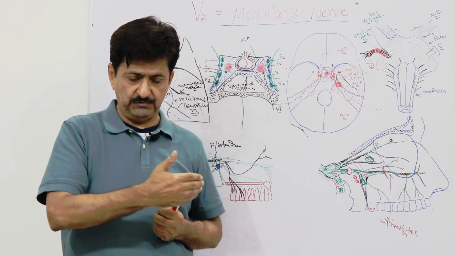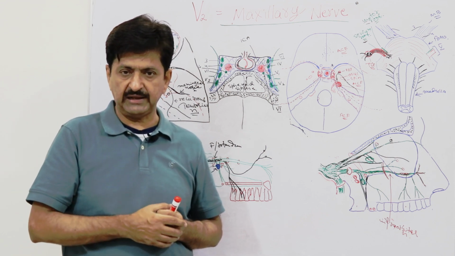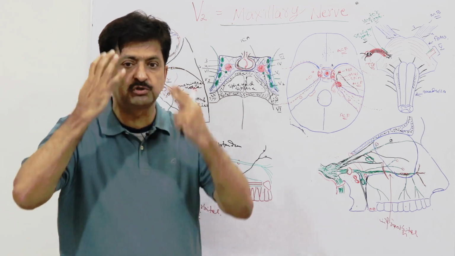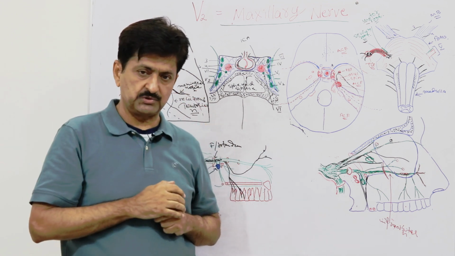So the second region in which it is running extracranially is important again. And the third will be from the infraorbital foramen, where it is coming out, so you should have some idea about the face.